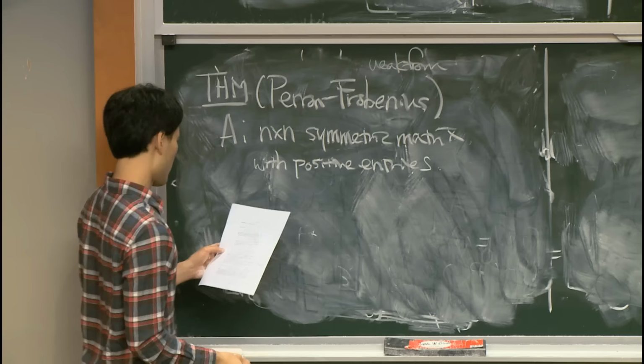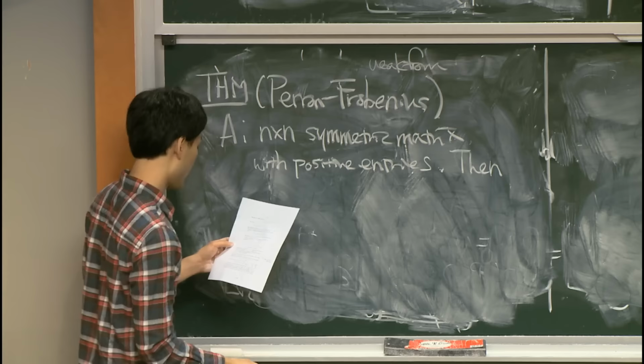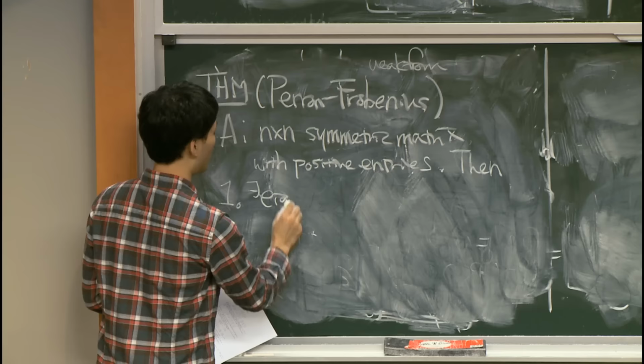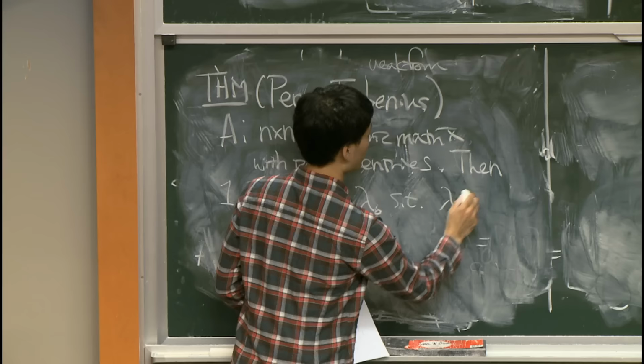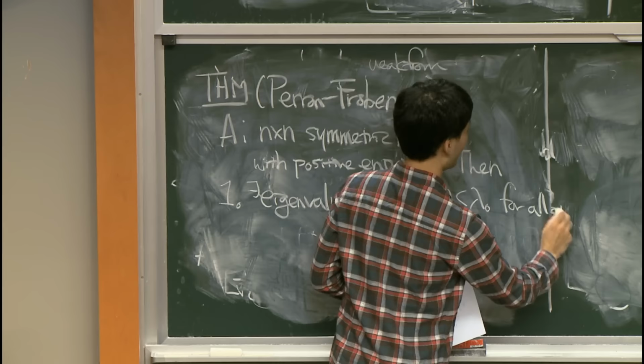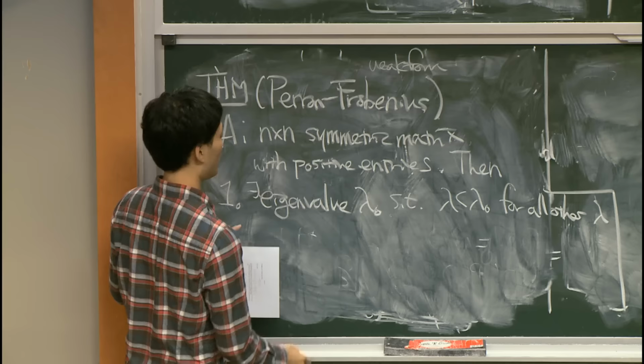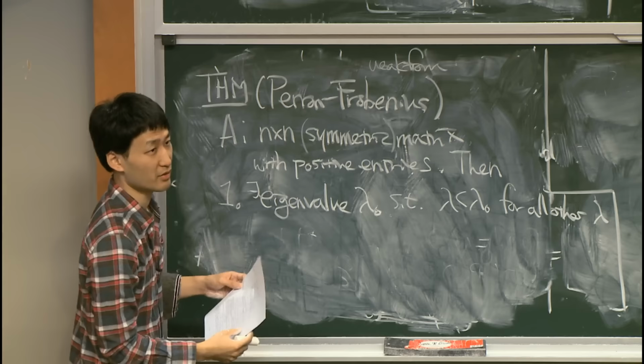Then, there are a few properties that they have. First, there exists an eigenvalue. There exists the largest eigenvalue, lambda 0, such that lambda is less than lambda 0. Well, that's true for all other. This statement is really easy for symmetric matrix. So you can drop symmetric, but I'm just stating it because I'm going to prove only for this weak case. Just think about the statement when it's not symmetric.